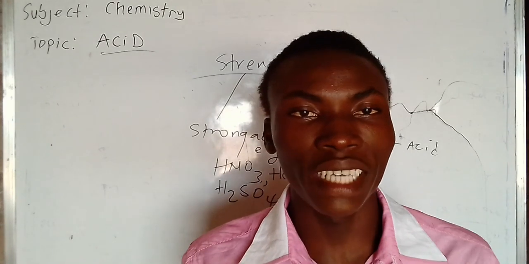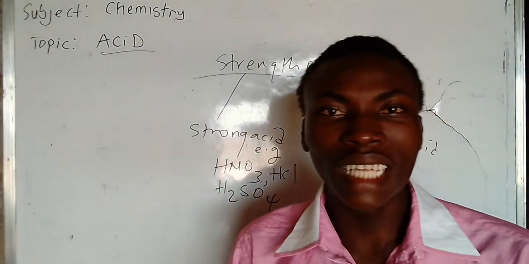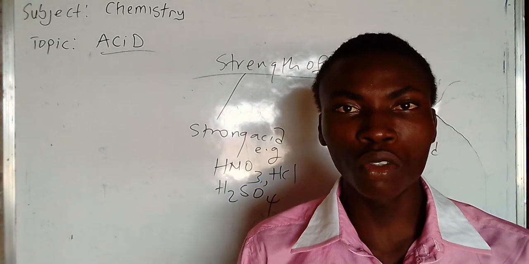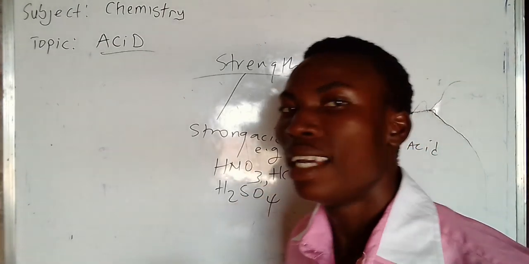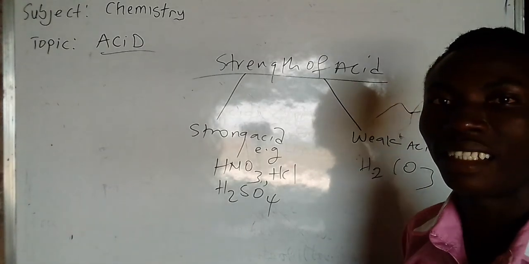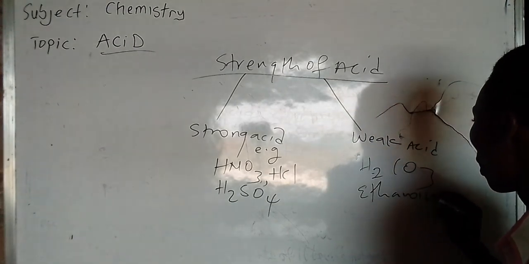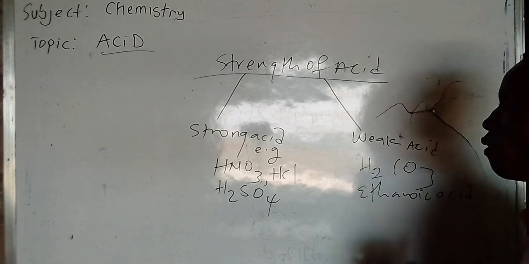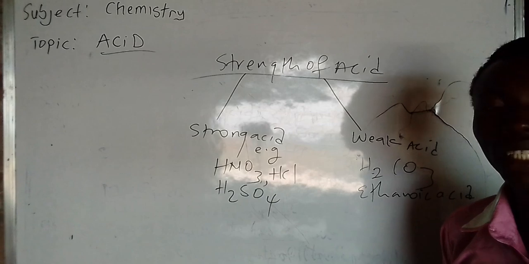When they splash over your body, they can burn your skin, your eyes, any part of the body that they affect. Now, when we are talking about weak acid, there are those that do not ionize completely in water. They don't ionize all the molecules that are present in them. An example here is H2CO3, the carbonic acid. Also, the ethanoic acid is another example that we have there. They are acids that are very weak.